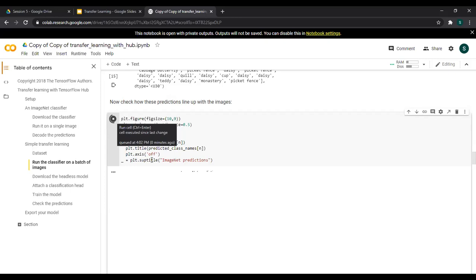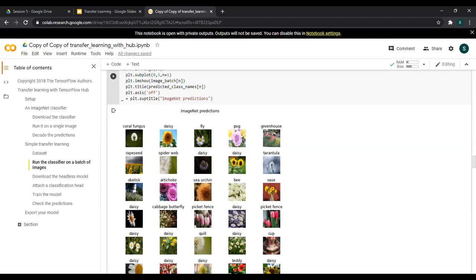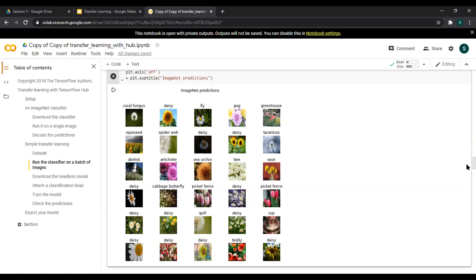So here, we have our title, ImageNet predictions. We have our axis off. And we have all the ImageNet predictions. As you can see here, some of these predictions are wrong. This is actually a sunflower, but it predicted it as a daisy. This is probably a daisy, I don't know what it is, but it predicted a spider web. This is actually a daisy again, but it predicted this as a fly. So not all of these are correct.